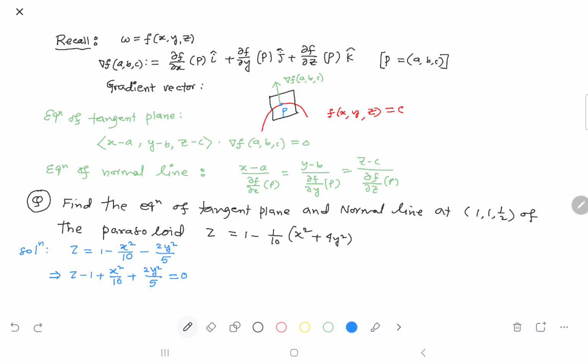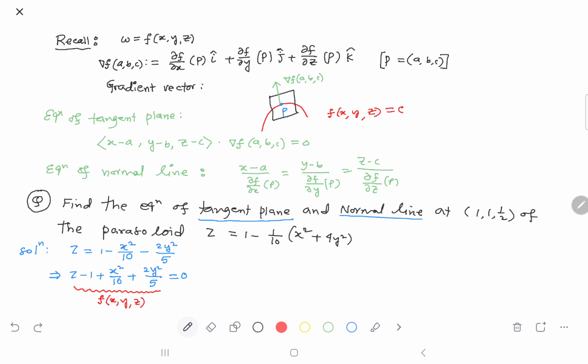Now see, Mayan, the tangent plane and normal line to this surface at this point means we have to consider the level surface of this, right? So you have to consider this function f x y z. Mayan, clear?